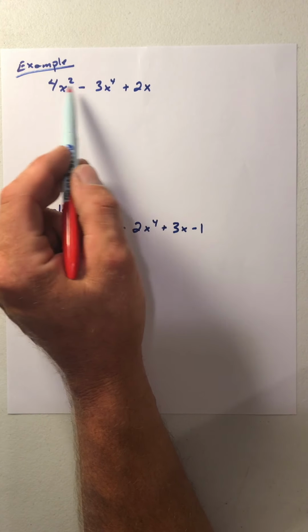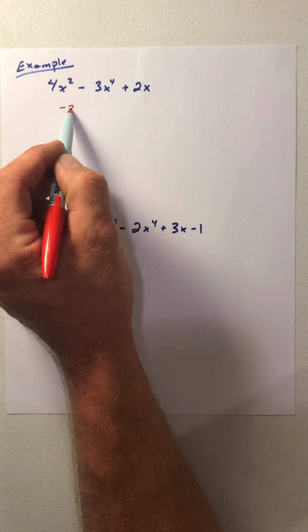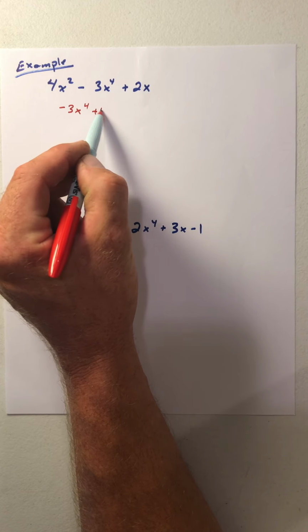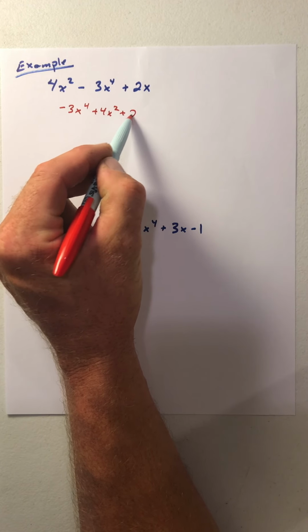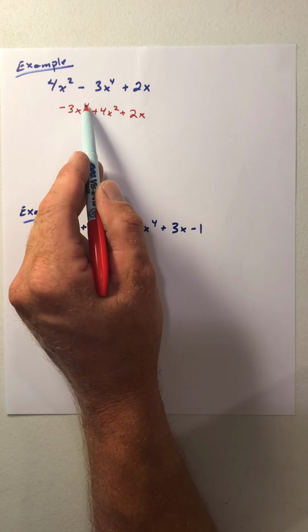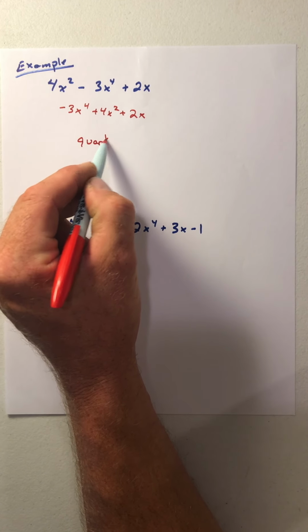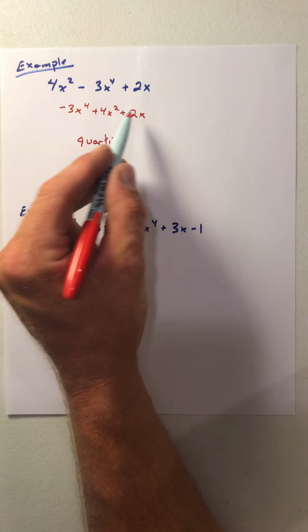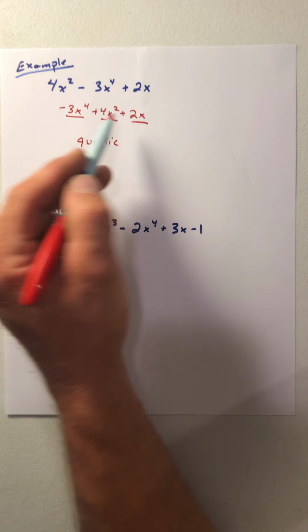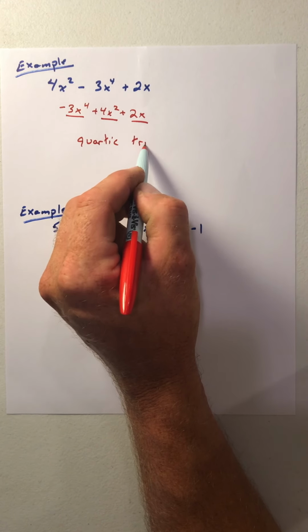In this example, we can rewrite it. We write it as negative 3x to the fourth plus 4x squared plus 2x. So now we have the degree of 4, so it's a quartic. And we have 3 terms, so we call that a trinomial.